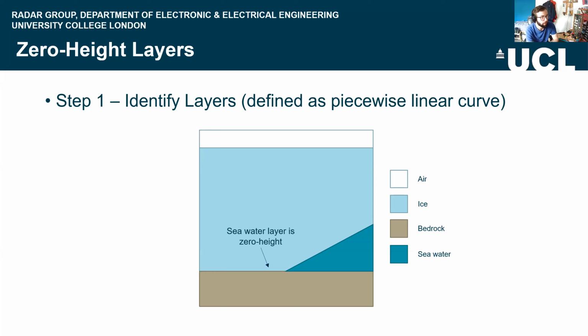So the first step is to define your model. We define these layers. So as I said, we can have our air layer. We'll then define a seawater layer. So that's the next layer we define. Then we can define our bedrock layer, and we have these different propagation media.